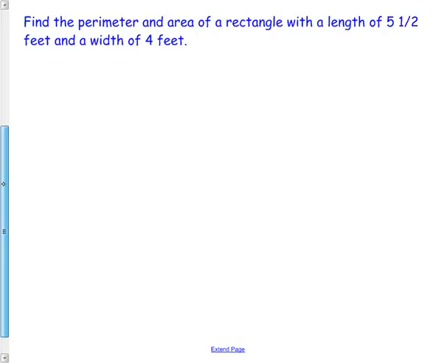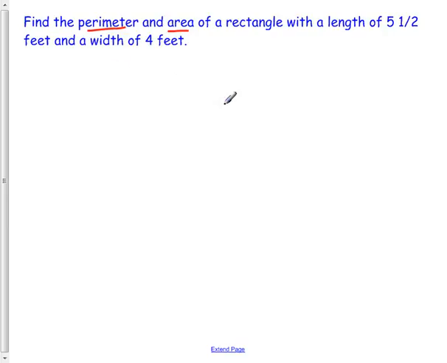All right, I have one more example for you. I know this is a longer one, but we are getting ready for a test and our practice test. So it says find the perimeter and area. So we need to do 2 things. You're going to have a question like this on your test. So perimeter, we just add them all up. So perimeter of a rectangle with a length of 5.5 feet and a width of 4 feet.